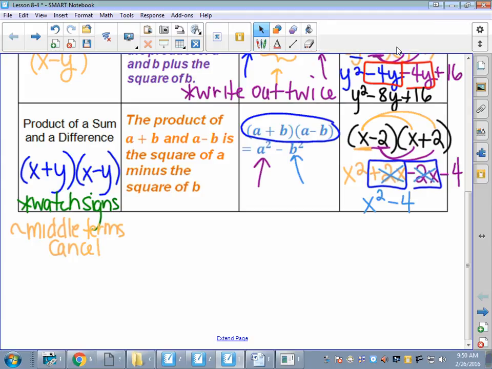That one's a good one. If you notice that one, I use that shortcut all the time. The other two, I just FOIL out and combine my like terms.